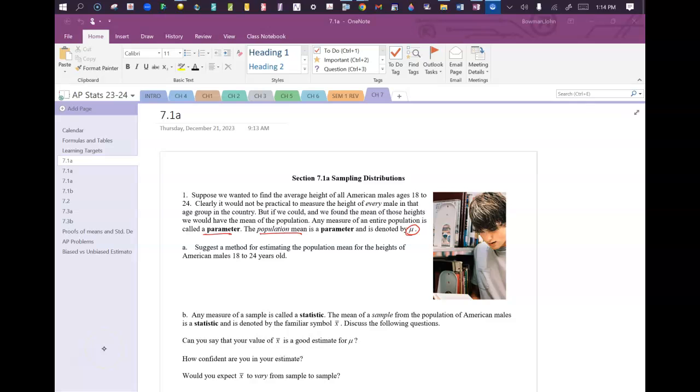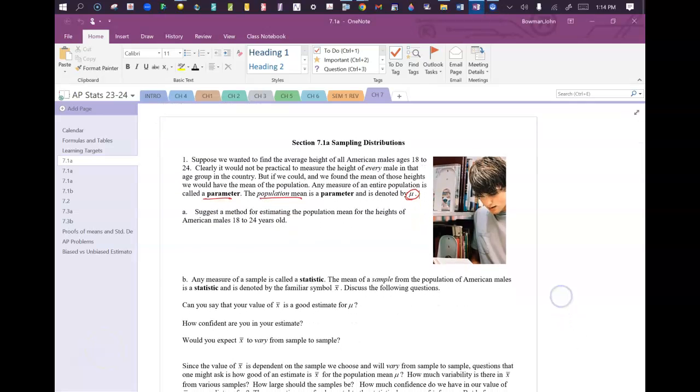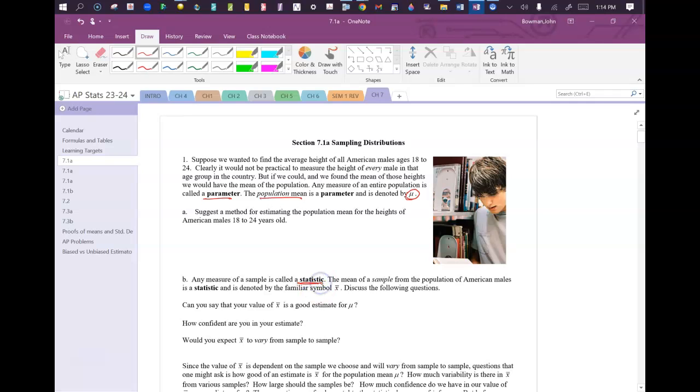So if we were to do that, take a sample and calculate the sample mean, we would get what is called a statistic. And in this case, the sample mean would be denoted by the letter x bar. So our parameters are measures of populations, statistics are measures of samples. Our textbook uses Greek letters for parameters and uses the English alphabet for statistics.